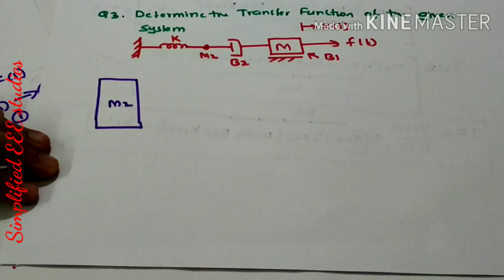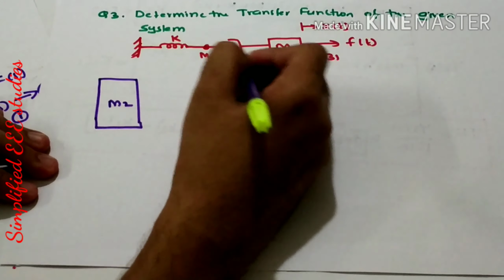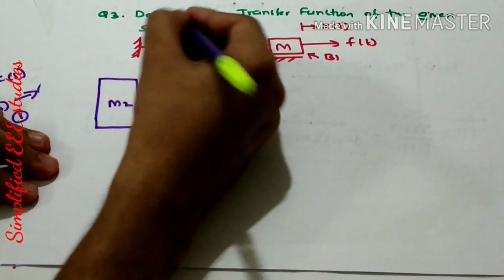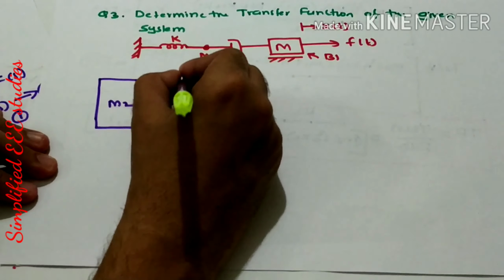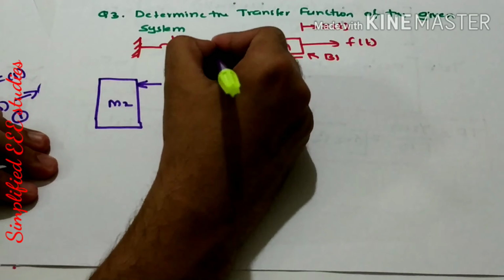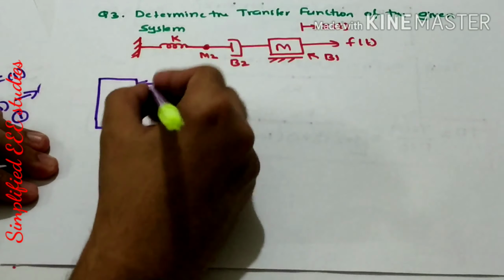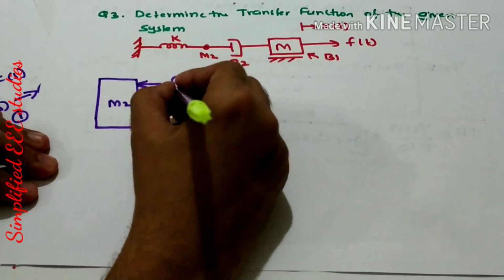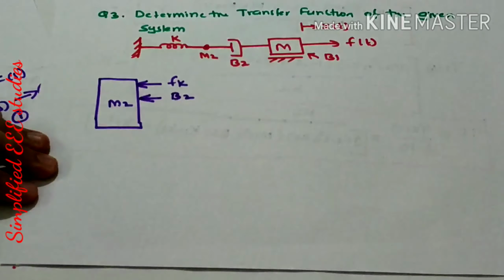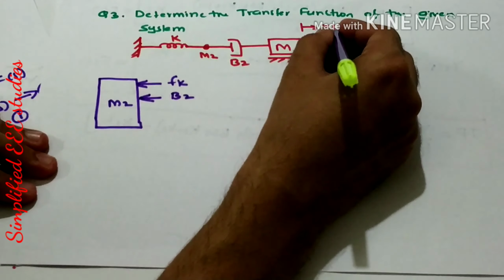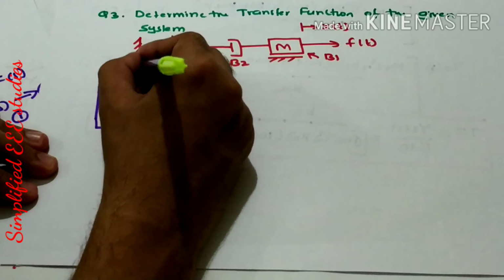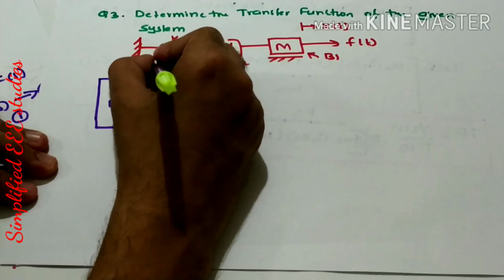See, what are the forces which are acting on m2? There is no external forces, to be frank. Now, what are the opposing forces? The first force is actually Fk. There is a force acting on this particular point, node M2, and of course we can say that another force is actually B2. Then let the displacement be x, so we can put displacement of x1.